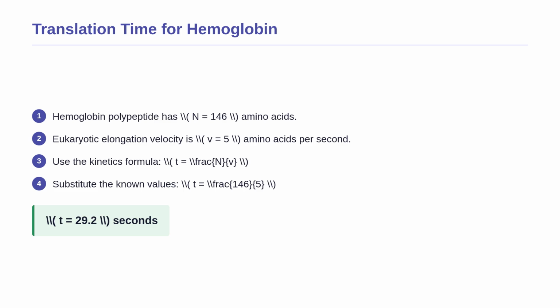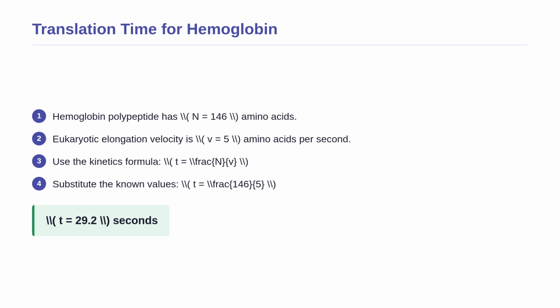Let us apply this kinetics formula to a real biological example. A human cell is actively translating a molecule of hemoglobin to help carry oxygen in the blood. We are given that the specific polypeptide chain is 146 amino acids long, and the eukaryotic ribosome operates at a steady velocity of 5 amino acids per second. We are asked to find how long it will take to finish this chain.